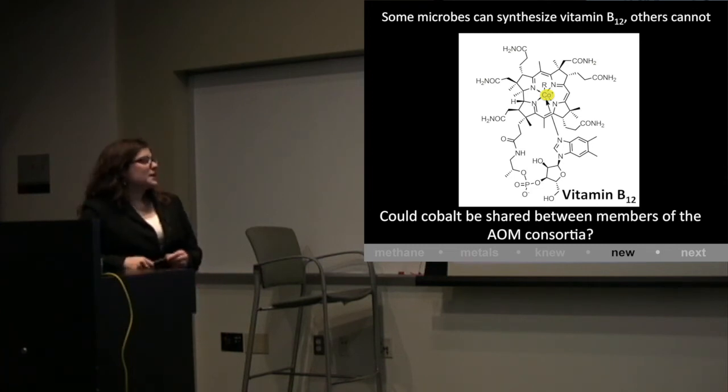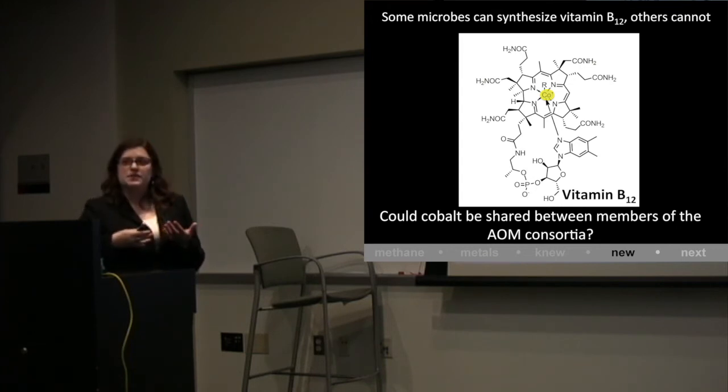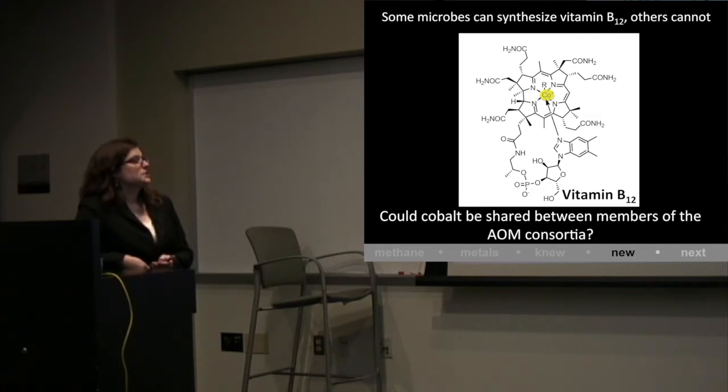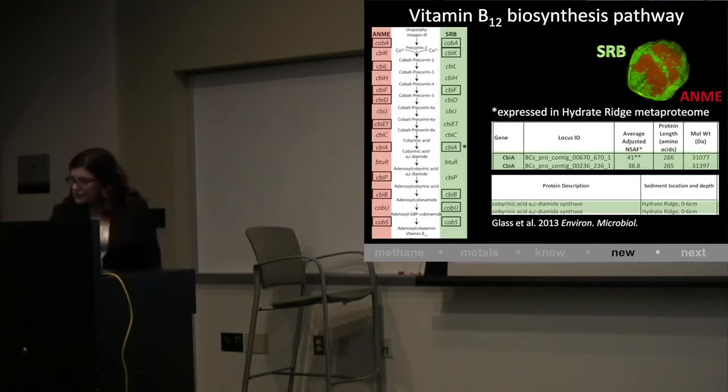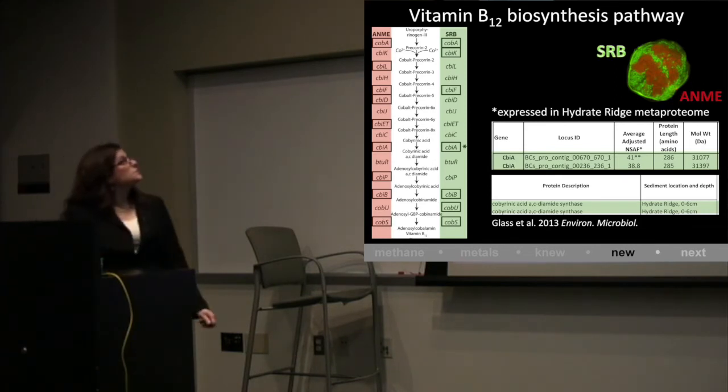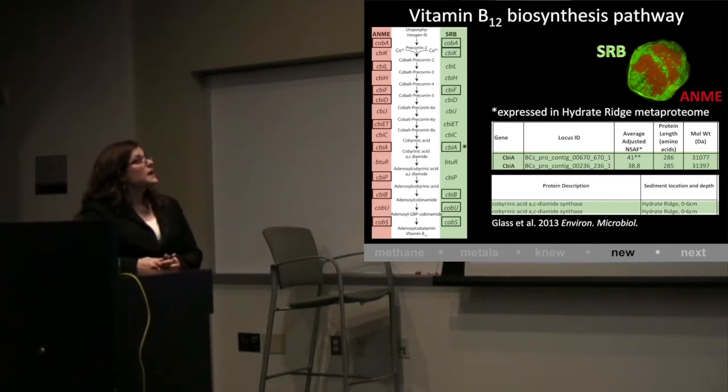So we were wondering maybe if cobalt or vitamin B12 could be shared between members of these consortia, perhaps as the intermediate or one of the intermediates involved in this symbiosis. So we looked into the vitamin B12 biosynthesis pathway.